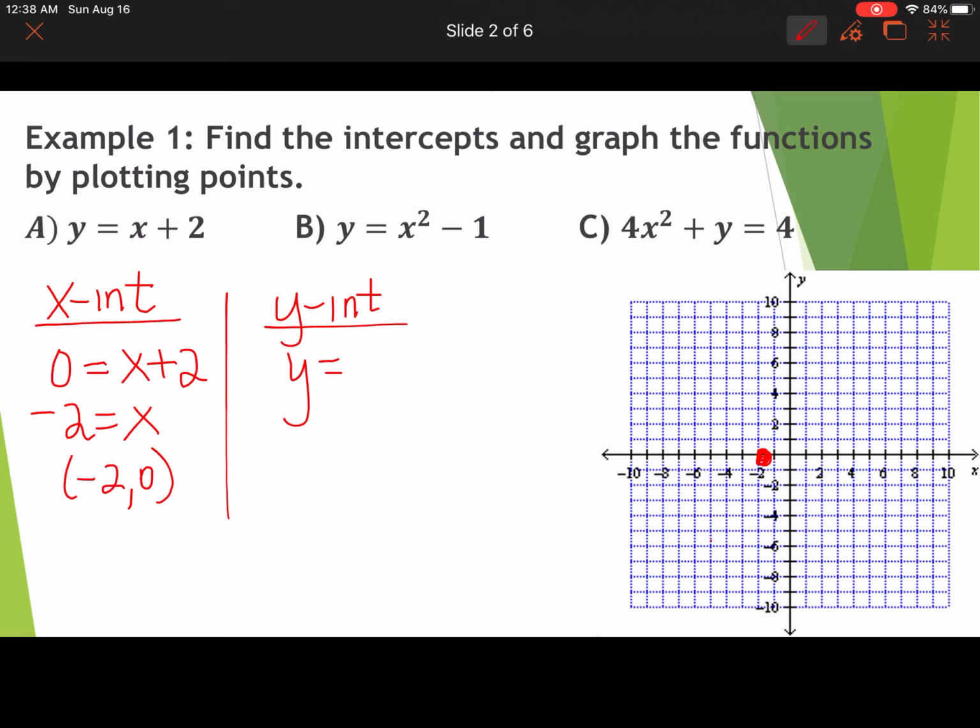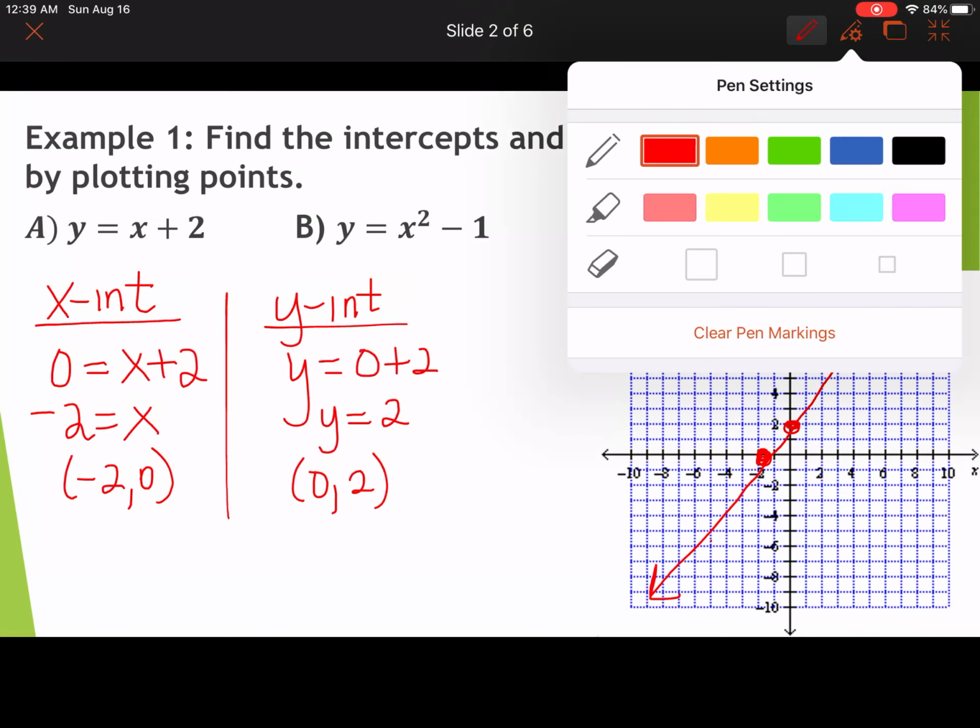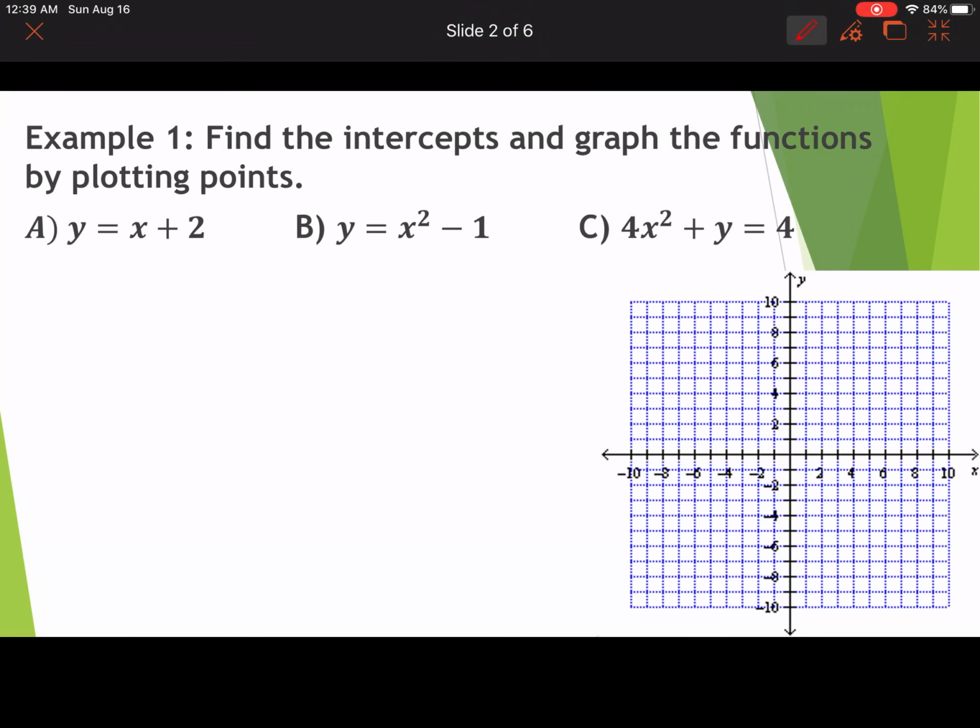So if I'm trying to find the x-intercept, that means that y equals 0. And I'm going to solve that for x. So I have an x-intercept at -2, 0. So on this graph, I'm going to plot that point. And I'm just going to put a point on -2 on the x-axis.